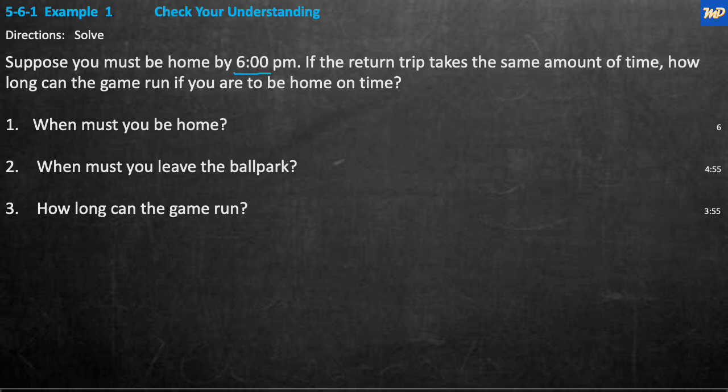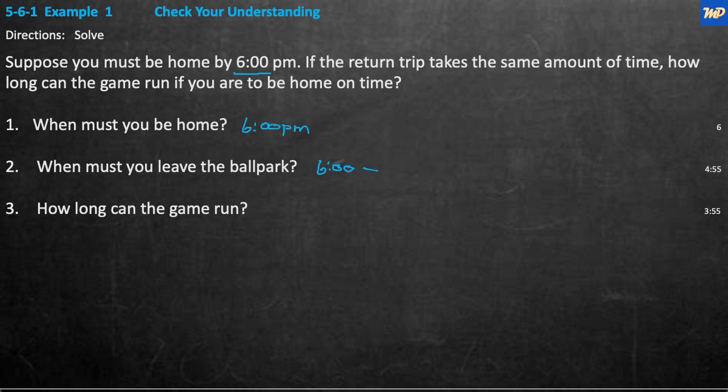Okay, now that you've done that, let's start with question number 1. It says, when must you be home? Well, the answer to that was easy. It's right there above us, 6 p.m. When must you leave the park? Well, whenever you decide to get up from your seat, you've got to leave the park at some given time to spend all your time going home. You must leave the park at 6 o'clock minus however many minutes it's going to take to get home, thinking backwards.